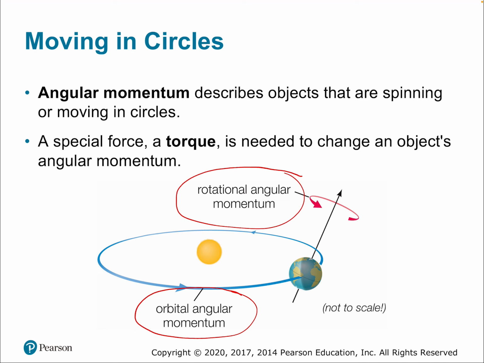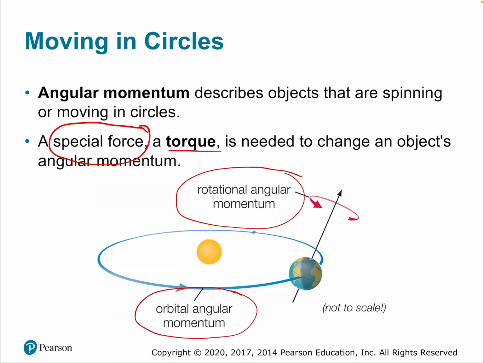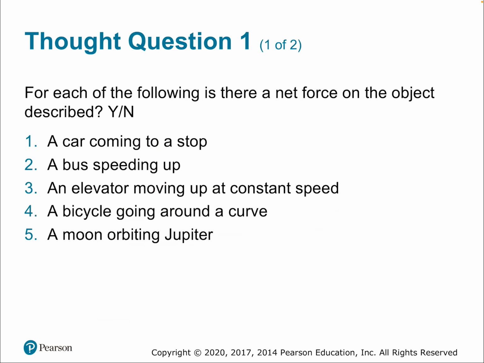Now, angular momentum is created by a special kind of force, a rotational force, if you will, which is called torque. Okay, so just like force creates acceleration, torque changes angular momentum. Or to make it more directly comparable, just like force changes momentum, torque changes angular momentum. You got that? Force changes momentum, torque changes angular momentum. And if you heard the word torque, think like a wrench, right? Torque is a twisting force. Okay?